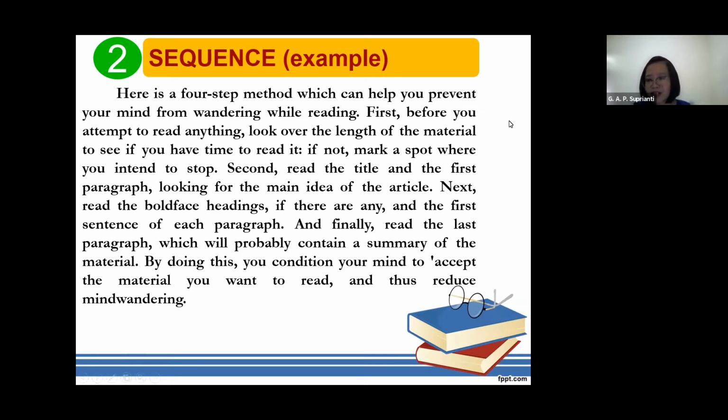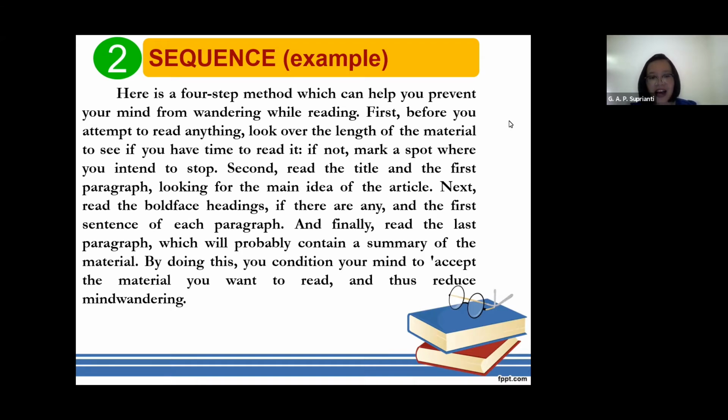And now I want to listen to Dian Juliani. Hi, Dian. Do you find any signal words in this paragraph that help you to identify the information? Yes, Miss. I find there are first, second, next, and finally. Good, that's the way you identify. You identify the signal words first, and then read the information: first, second, next, and finally.